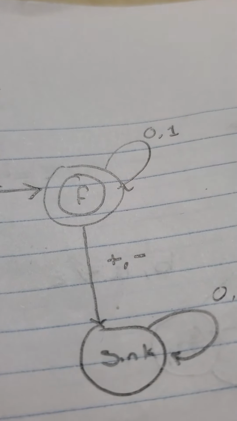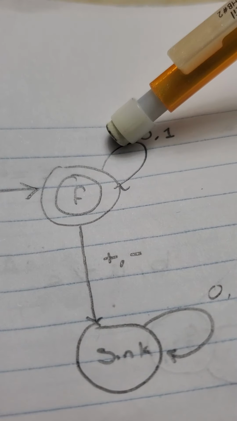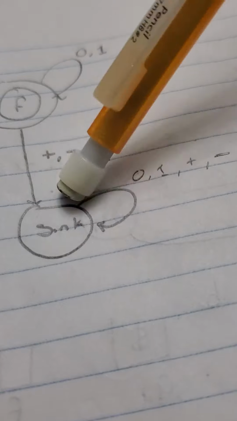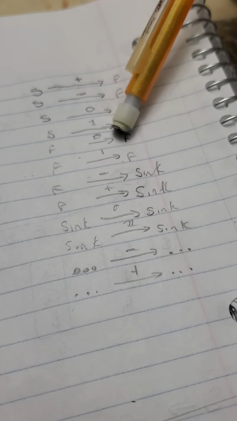If we have 0 or 1, we're still in the final state, but if we receive another plus or minus, we're going to sink with all the numbers. So this is a list of ways we can go. And finally, our diagram should be this one.